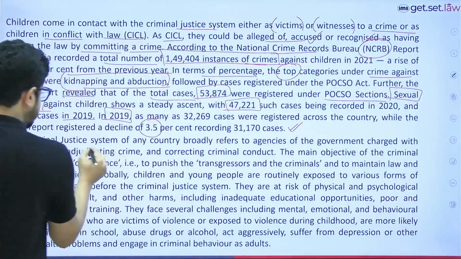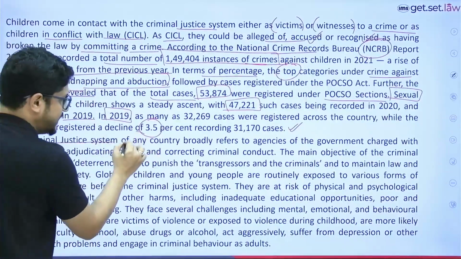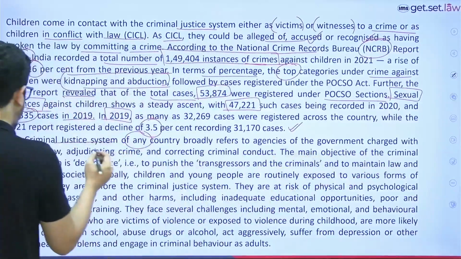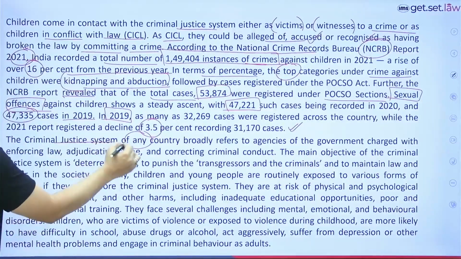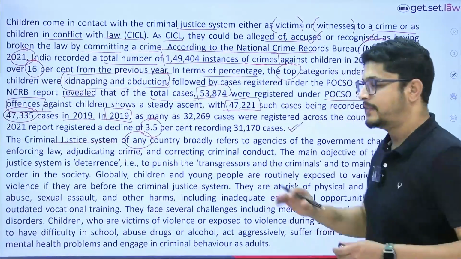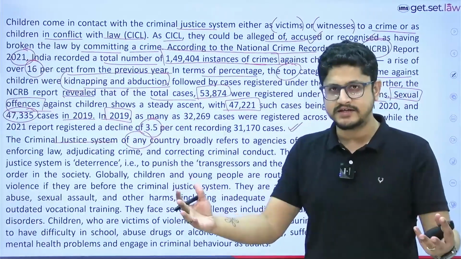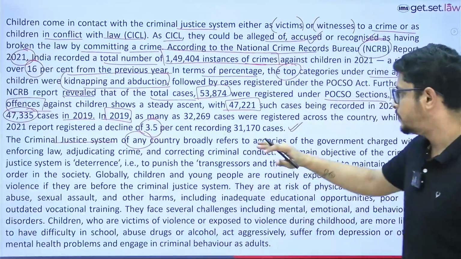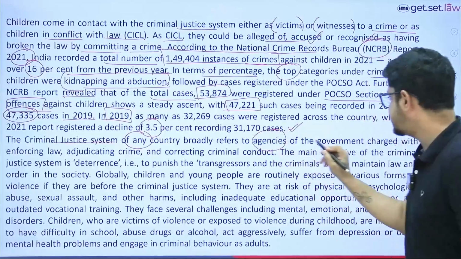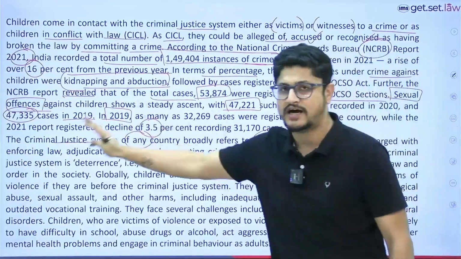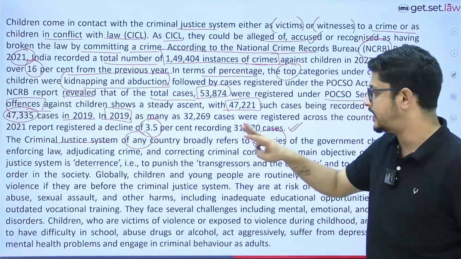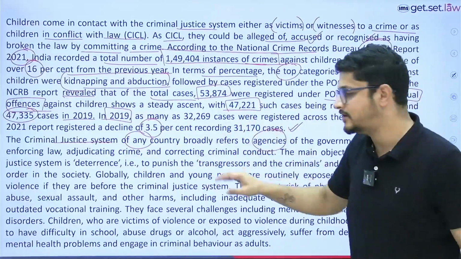Now it says that the criminal justice system of any country broadly refers to agencies of the government charged with enforcing law, adjudicating crime, and correcting criminal conduct. What they are highlighting over here is that whenever there is any criminal justice system, every country has this. It refers to the agencies of a particular government which have been charged with what is their duty, that is to enforce the law, adjudicate a crime, and correct the criminal conduct.